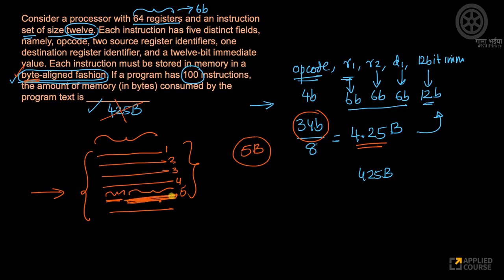They're not used for anything. They're just left blank or some random value will be present here. So if each instruction requires 5 bytes, 100 instructions will require 500 bytes. So the correct answer here is 500 bytes and not 425 bytes. Initially I showed you the wrong answer because it's a very common mistake that many of us will commit.